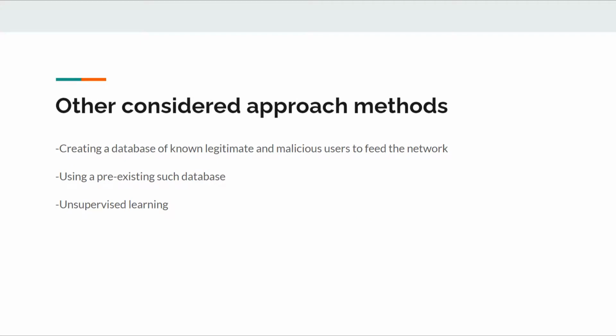Alternatively, we could take a labeled database of legitimate users and known malicious users. Hand labeling a large database the size we would need to train the algorithm would be far too time consuming. We considered that there may be a pre-labeled database that we could get access to, in which case we could use that to train our algorithm. Otherwise, we may have to opt for unsupervised learning.